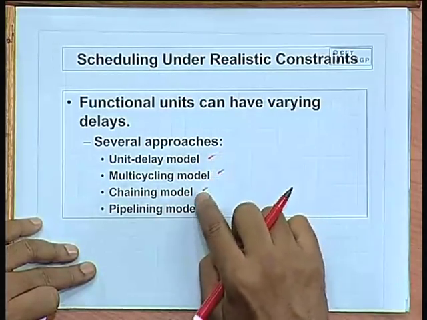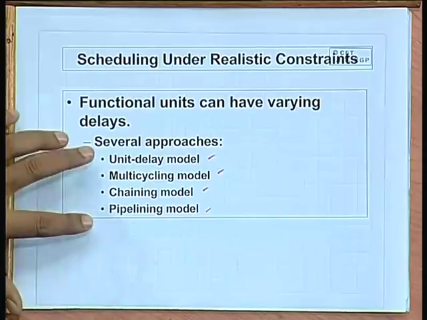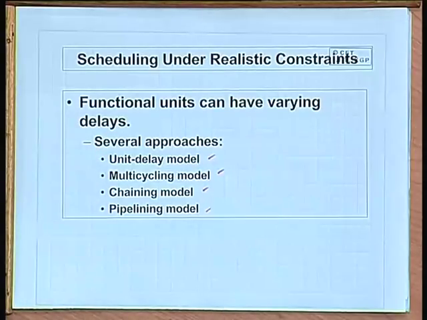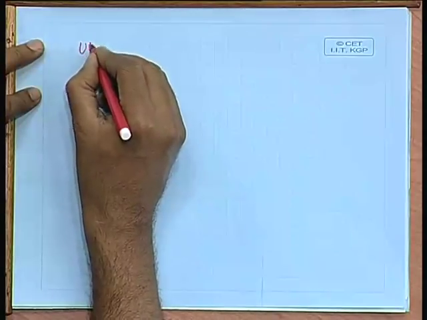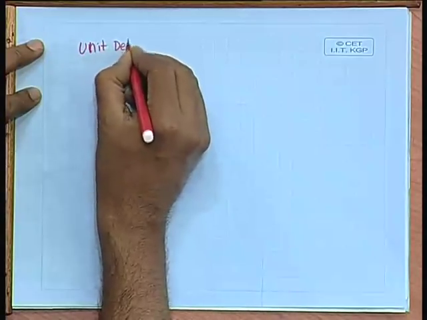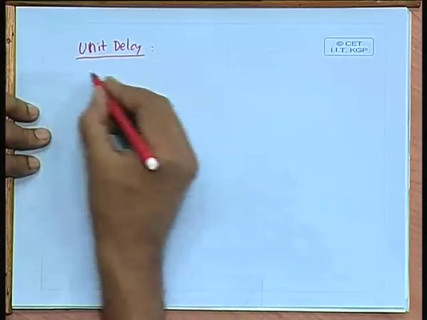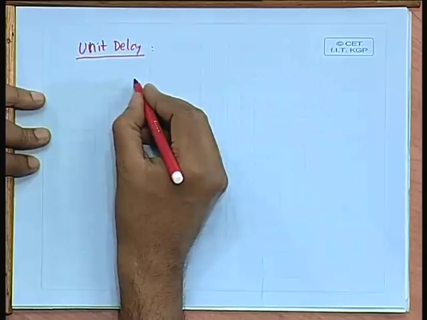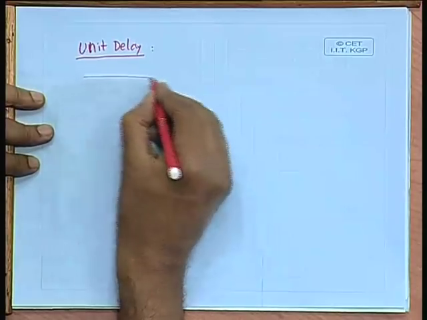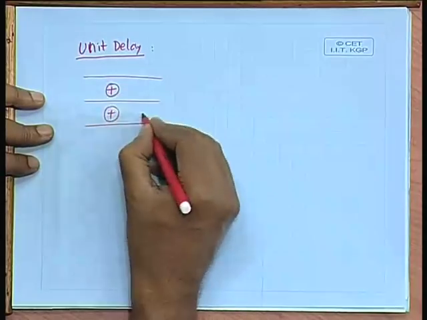These are unit delay, multi-cycling, chaining and pipelining. These are fairly simple in concept. This can be incorporated with ASAP, ALAP or list scheduling algorithm to get a modified schedule. So, let us see what these are. The unit delay concept says that, well, this is actually what we had seen so far. You assume all operators are of the same delay. So, a typical schedule will look like this. Adder, adder, multiplier.